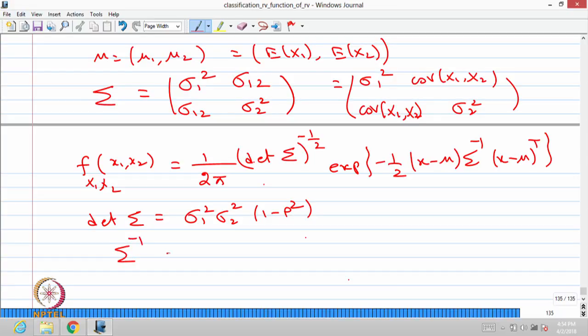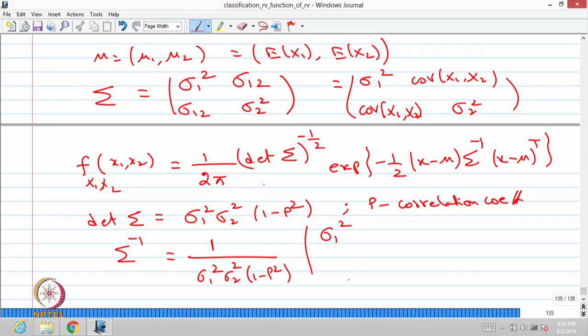Similarly, if you find the inverse of the covariance variance matrix, it is going to be 1 divided by variance of x1 times variance of x2 multiplied by 1 minus rho square, multiplied by the matrix with entries sigma 2 square, minus sigma 1 2, that is the covariance of x1 with x2, minus the covariance of x1 with x2, and sigma 1 square. Here rho is the correlation coefficient.